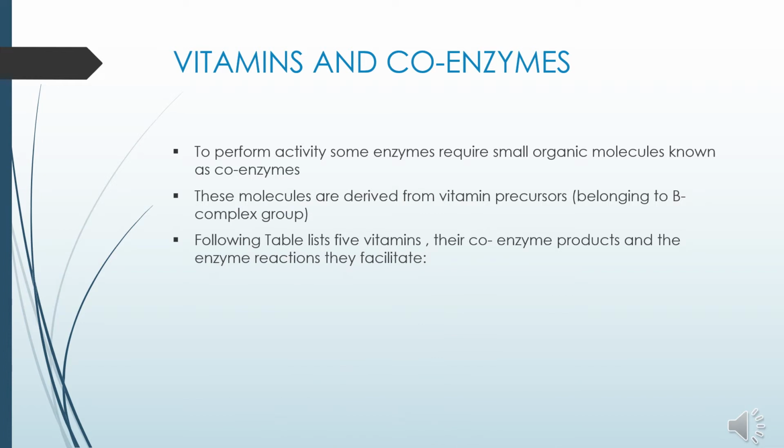First, we will take up vitamins and coenzymes. To perform activity, some enzymes require small organic molecules known as coenzymes. These molecules are derived from vitamin precursors which belong to the group of B complex. The following table lists 5 vitamins, their coenzyme products and the enzyme reactions they facilitate. So we are going to discuss them in detail.